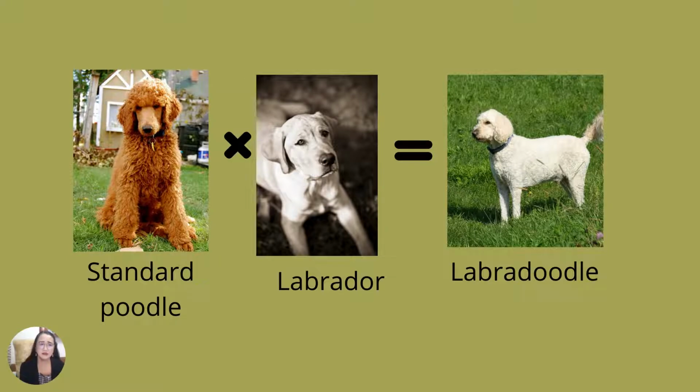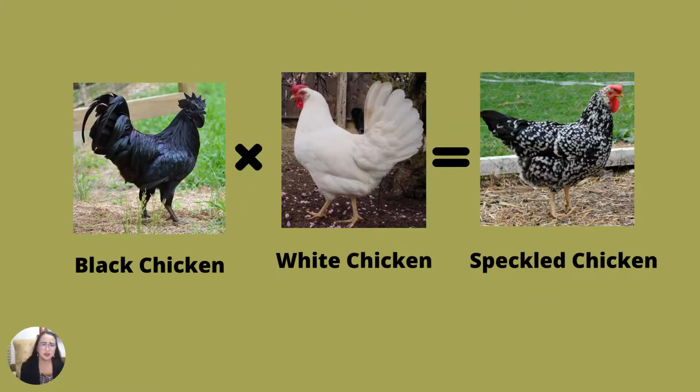What about the cross between a standard poodle and a Labrador, resulting in an offspring called Labradoodle? Great! You are right with your answer. That is an incomplete dominance. For the cross between a black chicken and a white chicken, the resulting offspring is a speckled chicken. What other pattern of non-Mendelian genetics is represented by the sample? You got it. That is codominance.